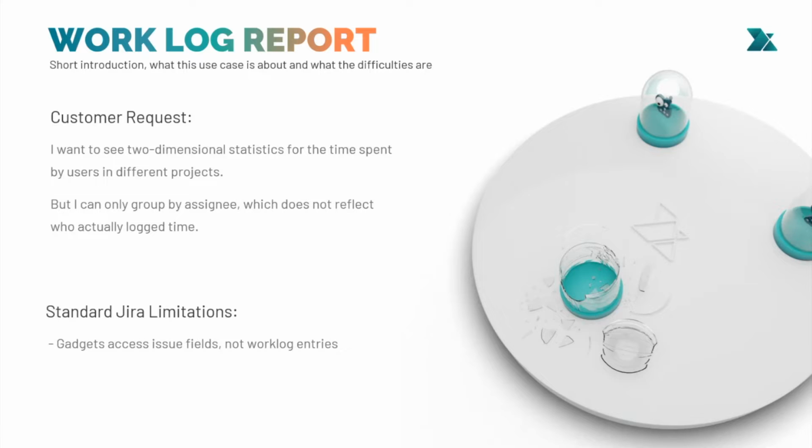And that's actually the standard Jira limitation for the two-dimensional filter statistics gadget, but also for most gadgets, that these gadgets can only access issue fields because they work on the issues. But this does not reflect if multiple, different people logged time on the same issue. This is not reflected by that because we are only accessing issue fields, not the work log entries themselves. And our work log report gadget changes that.